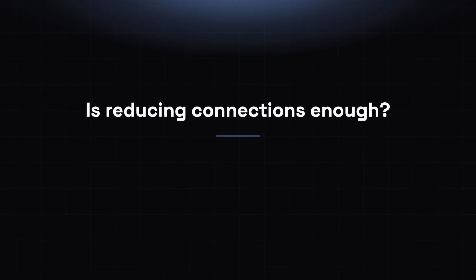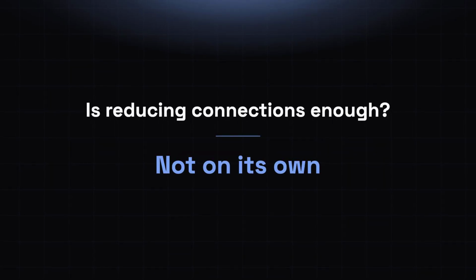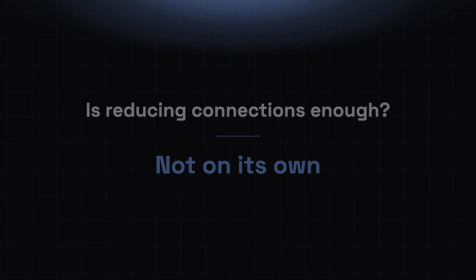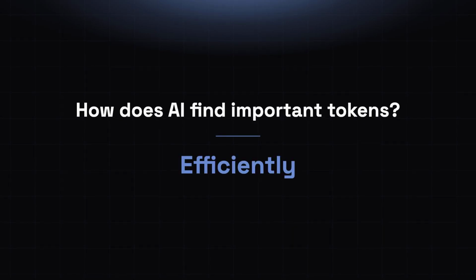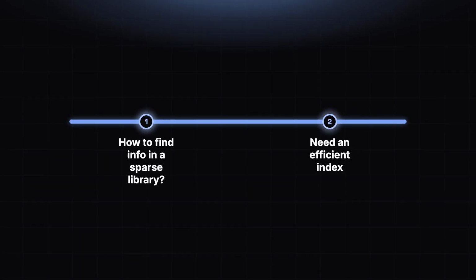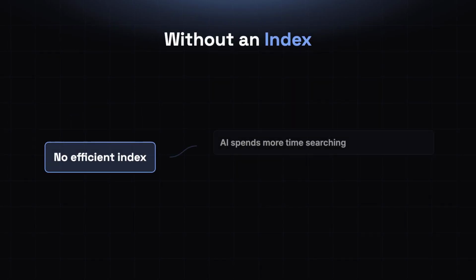However, simply reducing the number of connections isn't enough. If an AI is only paying attention to a select few tokens, how does it quickly find those important tokens? Imagine a traditional library where every book is cross-referenced with every other book. That's dense attention. Now imagine a library where books are only connected to a few others, a sparse network. If you want to find a specific piece of information, you can't just randomly browse. You need an incredibly efficient index, a system that tells you exactly where to look for the relevant connections.